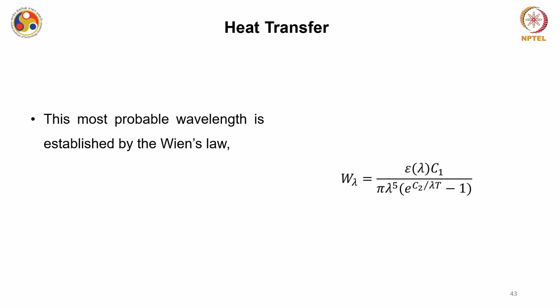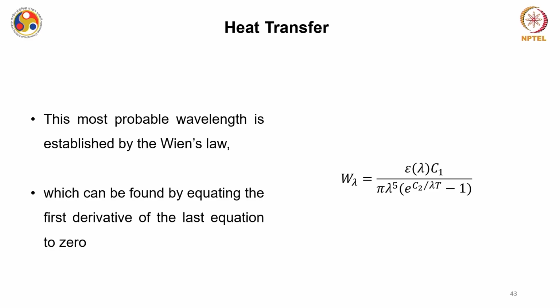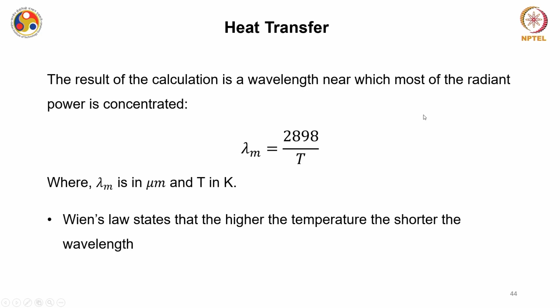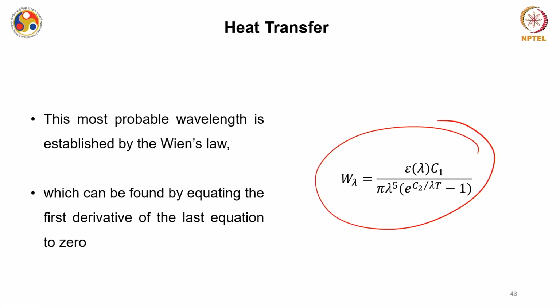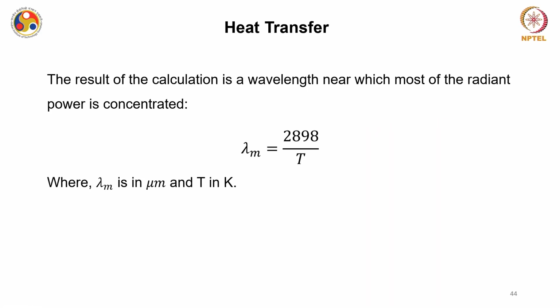So, the most probable wavelength is established by Wien's law. This can be found by equating the first derivative of this equation to 0. When you equate it to 0, the wavelength is given as 2898 divided by T, where T is in Kelvin and lambda max is the wavelength in micrometers. So, the result of the calculation is a wavelength near which most of the radiant power is concentrated.